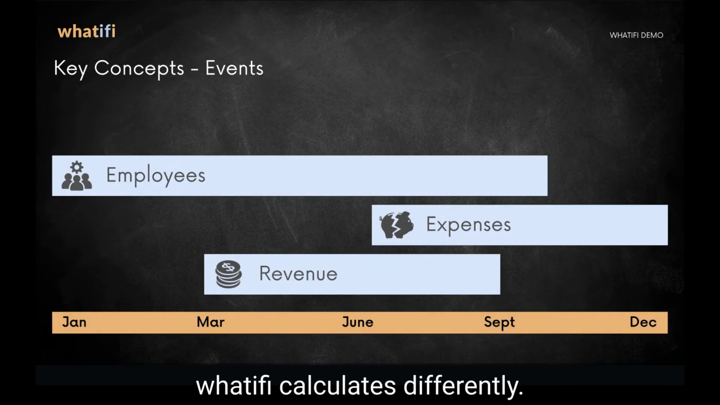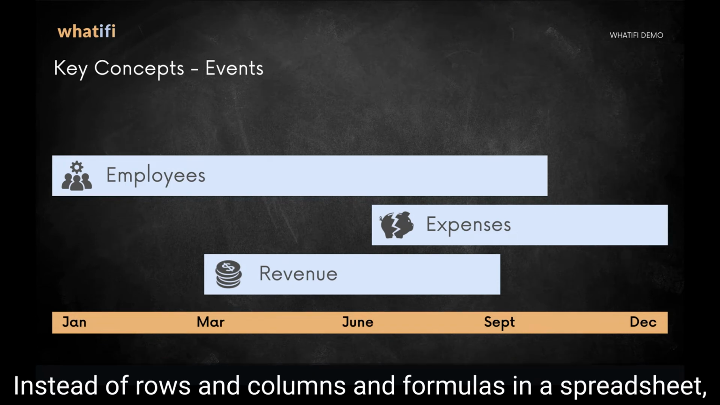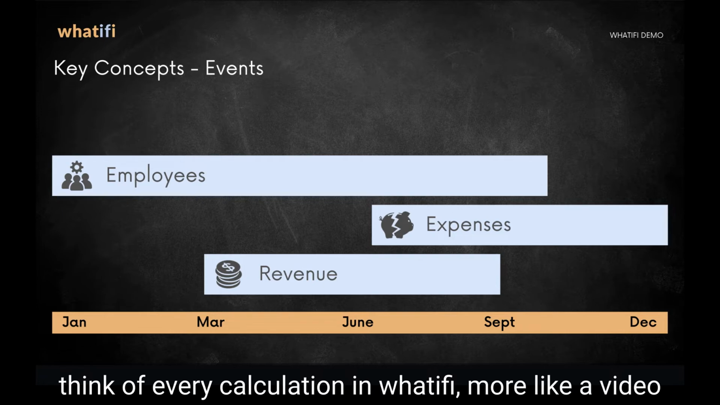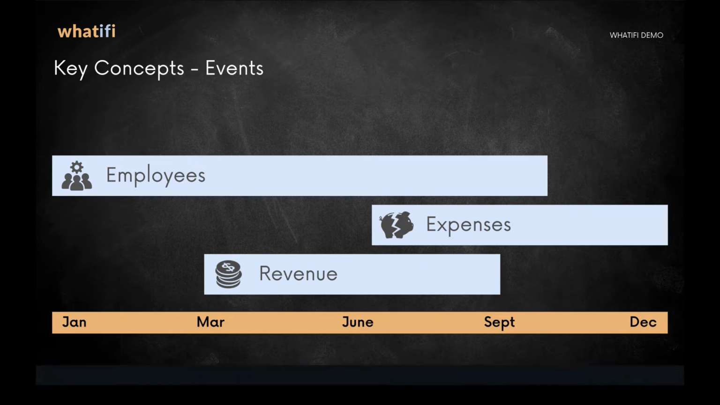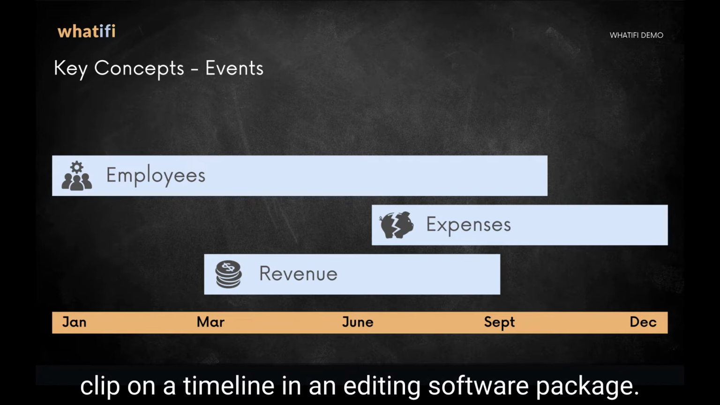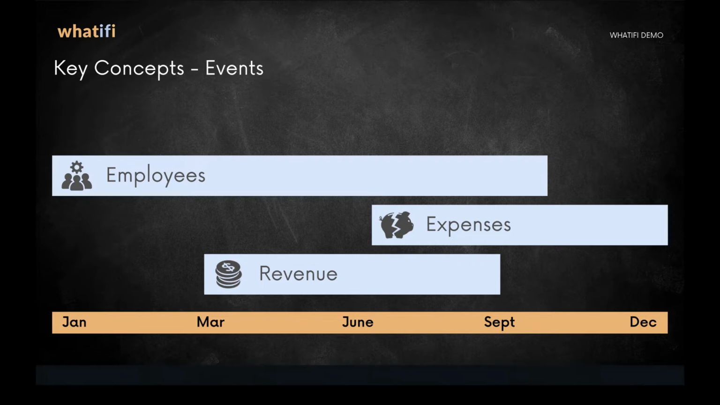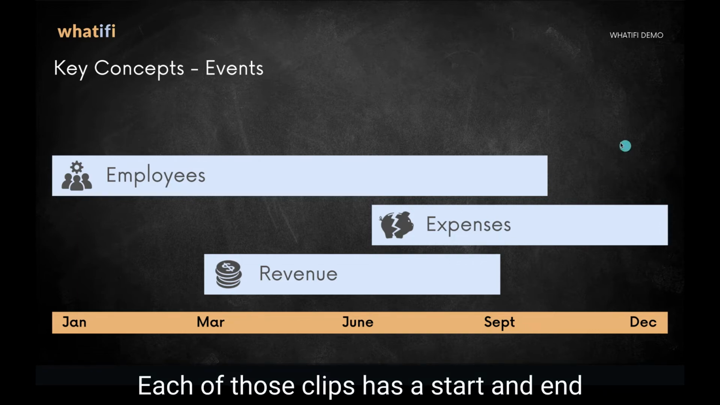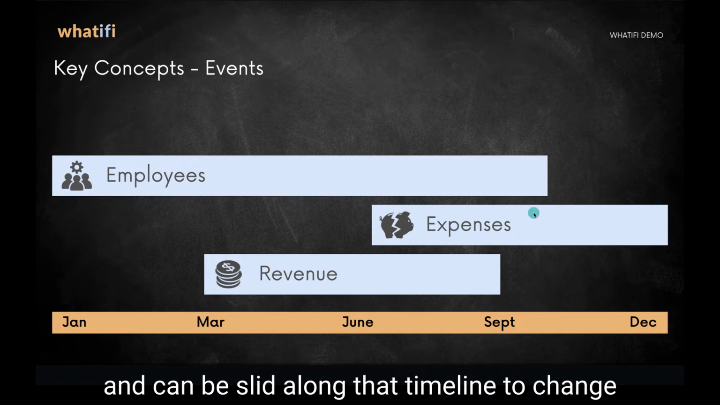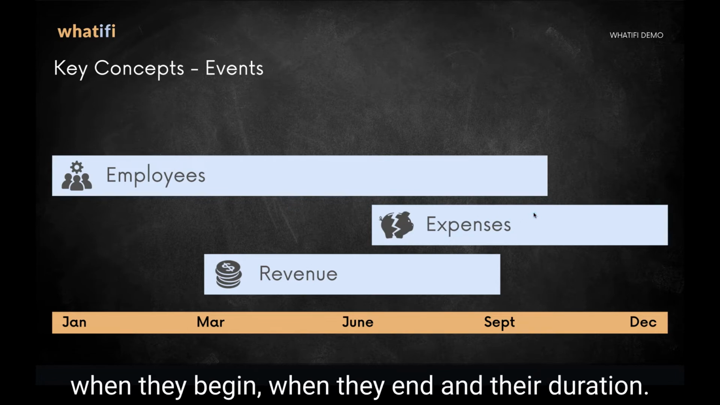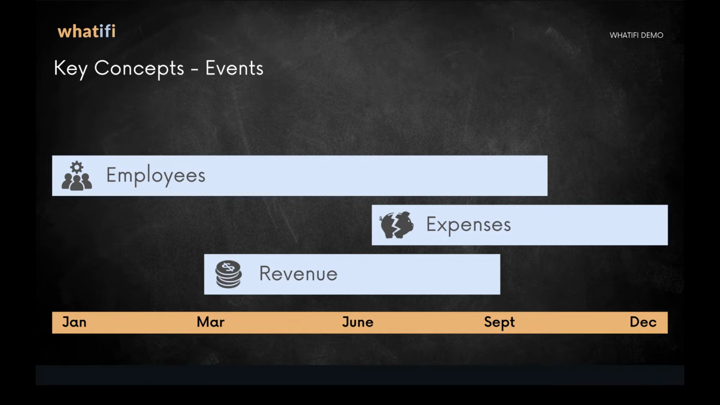Whatifi calculates differently. Instead of rows and columns and formulas in a spreadsheet, think of every calculation in Whatifi more like a video clip on a timeline in an editing software package. Each of those clips has a start, an end, and can be slid along that timeline to change when they begin, when they end, and their duration.